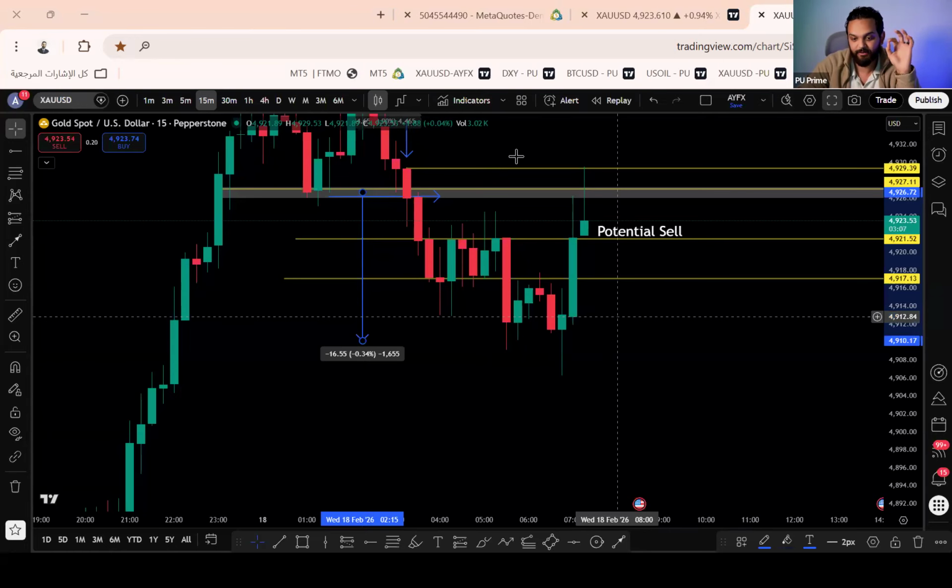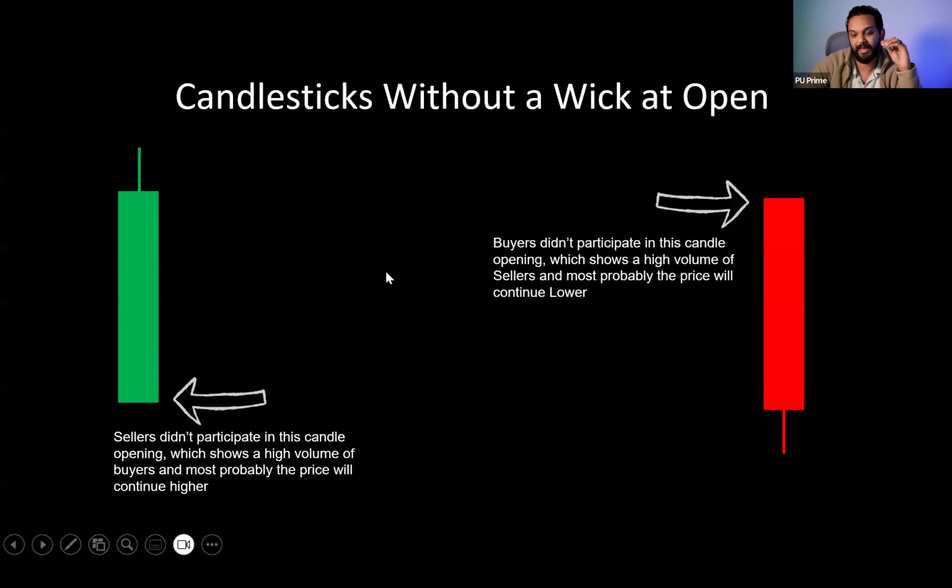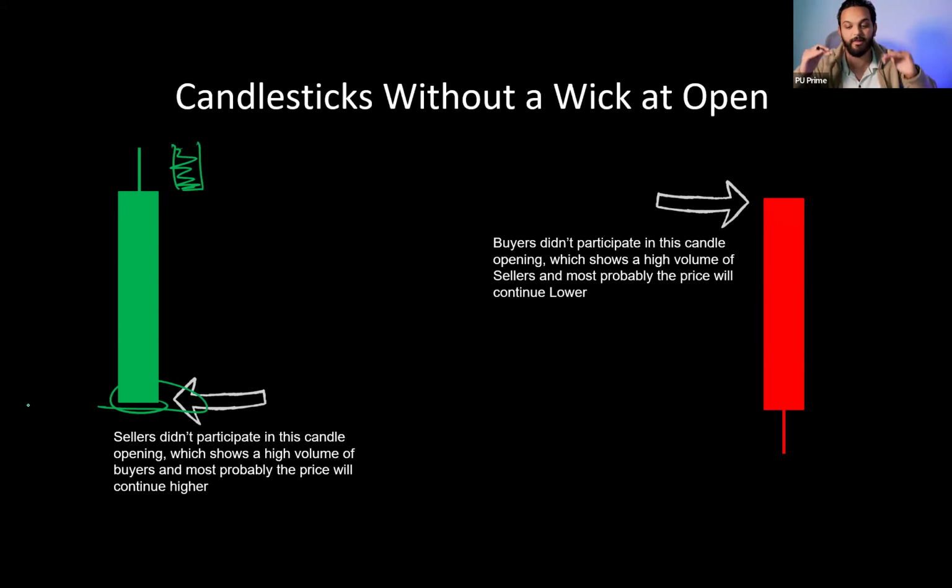So this, guys, is something very important. You need to respect the candles. Respect the candlesticks. Read about the candlestick. The same thing goes here. If the candle has opened without a wick at the bottom, a bullish candle, this means that there is a high probability that the price is going to continue to push higher and higher and higher. So whenever you see a candle like this, there is a high probability, not 100%, that the price is going to continue to move up.